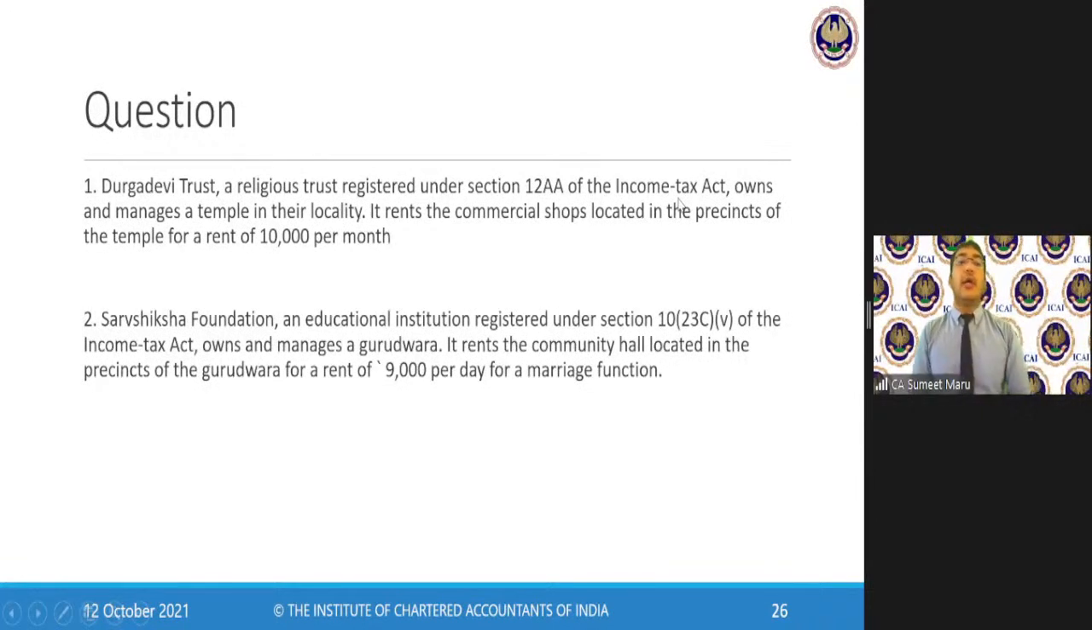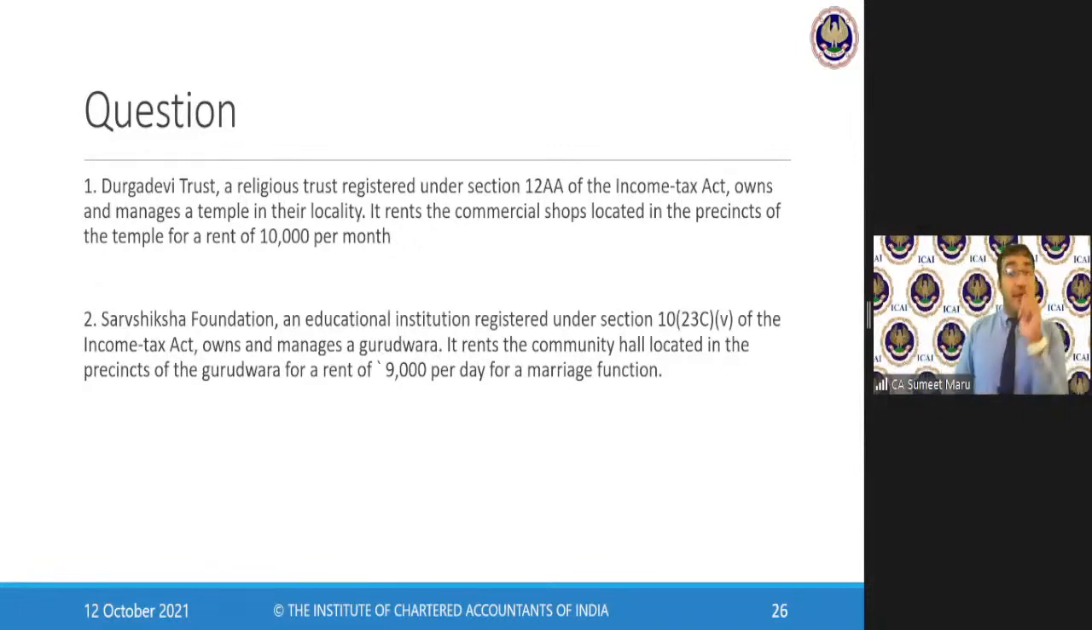First, Durga Devi Trust, a religious trust registered under section 12A. So you should be clear now: it got the ticket for the entry in the exemption of charitable activity. Now, second thing, at the very same time you should analyze, and don't forget to read the complete question. Or else, in excitement, you will start writing your answer and then find out something else was asked. Okay, so here entry ticket is there. Let's see if the charitable activity they are doing qualifies. It owns and manages a temple in their locality. Great. It rents the commercial shops located in the precincts of the temple for a rent of 10,000 per month.